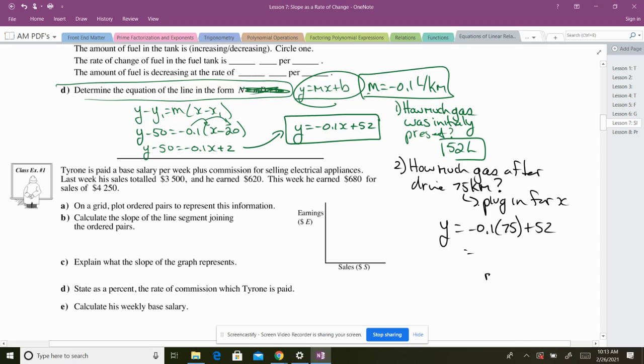What's 0.1 times 75? Negative 7.5. What's negative 7.5 plus 52? 44.5? Does it make sense that it's 44.5? Does it make sense that it's less than how much you started with?